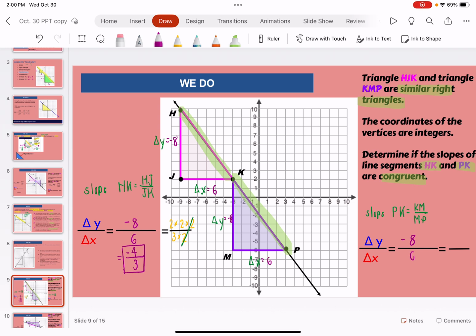So it looks like in this case, these triangles are congruent, right? But we also have already simplified -8/6. I know it's not in simplest form. If we look on the left, we simplified it to -4/3. So that's how we just proved that the slopes of HK and PK, which are the hypotenuses of the right triangles, are the same, right? They're both -4/3.